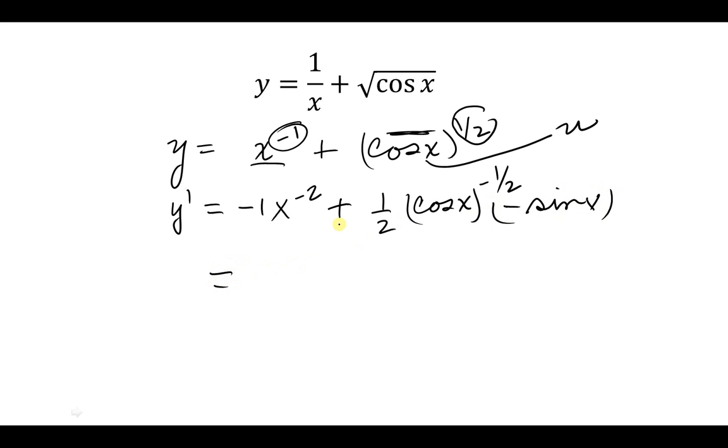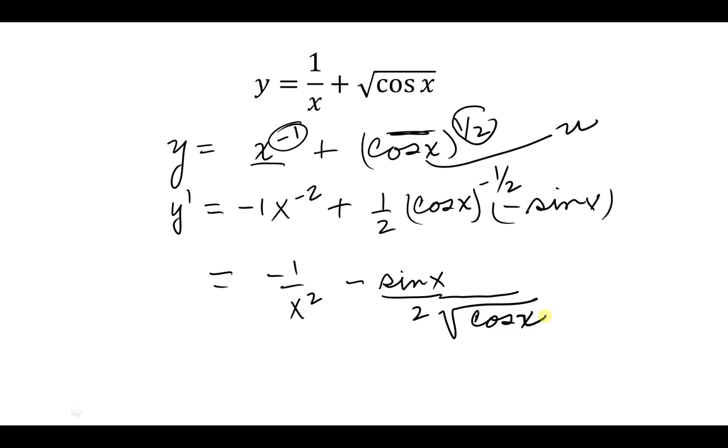Now we can rewrite some of these portions. The first part would be minus 1 over x squared. We can write the second part as minus sine of x over 2, and also bring the cosine of x to the minus 1/2 power and rewrite it this way as the square root of cosine of x.